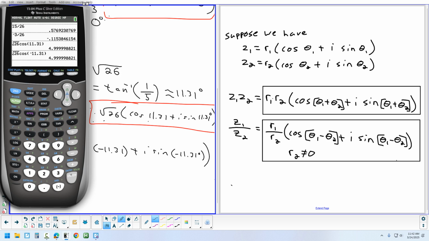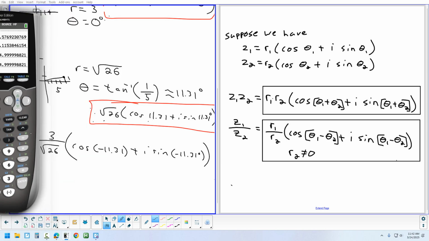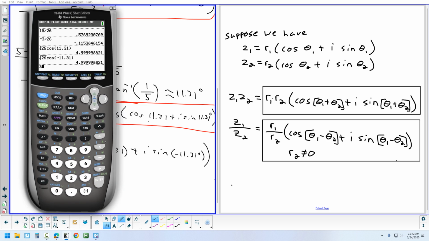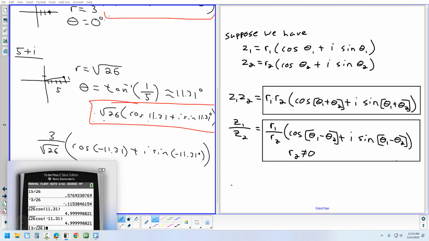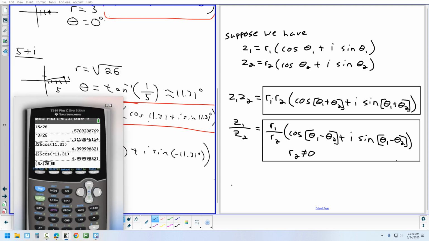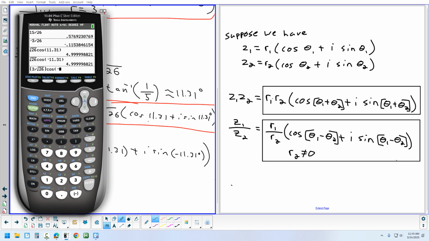You need 3 divided by root 26. You have to type in your answer if you want to check your answer. If you type in something that's not your answer, you're not checking your answer. Why is that extra parenthesis there? Oh, yeah. There we go. So 3 over root 26 times cosine negative 11.31. Now, let's see if we get 0.5769.